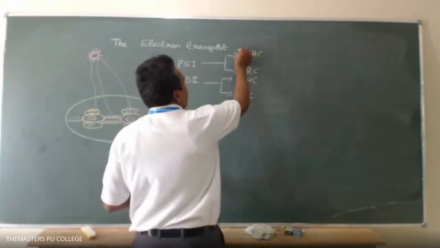What are they? LHC and RC. What is the full form of LHC? Light harvesting complex. Very good. The second one is the reaction center. Each photosystem consists of two parts: one is the LHC, and the second one is the RC.